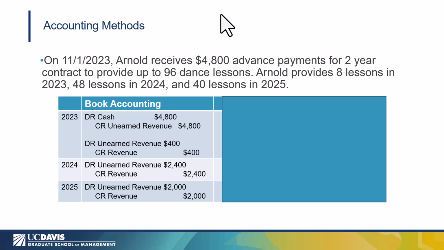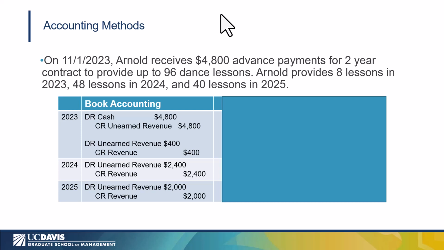So 2023, I get to set up the unearned revenue just like I do for book purposes. I'm going to be required to recognize that $400 worth of revenue. Remember, that's going to be 8 lessons now times only $50 a lesson because there's 96 dance lessons. So 400 I'm going to have to recognize for tax purposes.